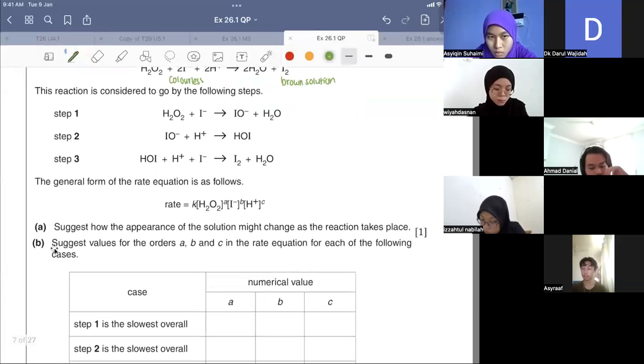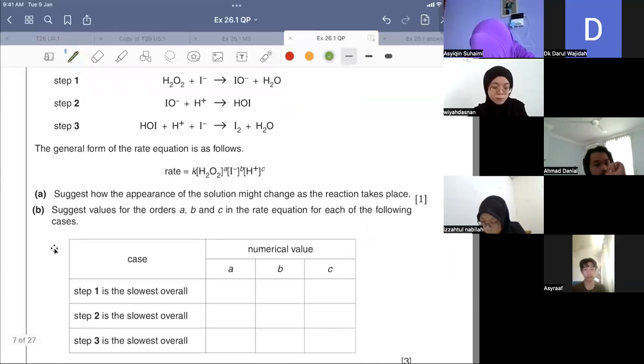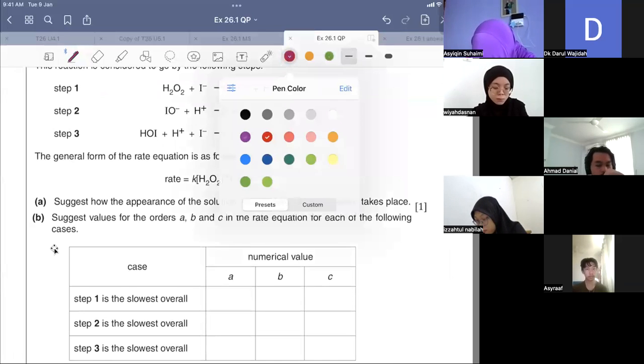suggest the values for the orders a, b, and c in the rate equation for each of the following cases. So if you look at this, they have three different scenarios. Okay, so I will call them the first one. We'll start with scenario one.